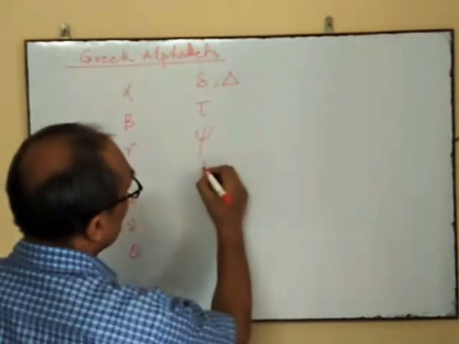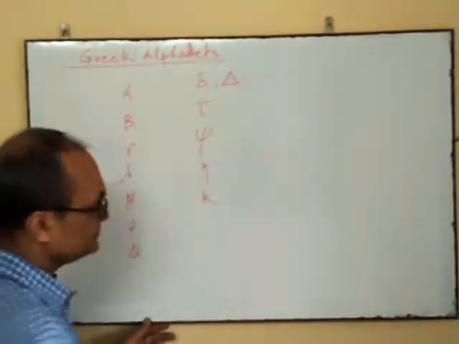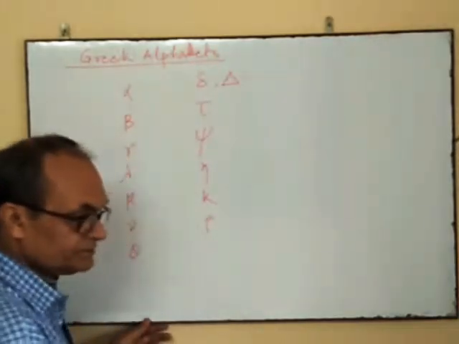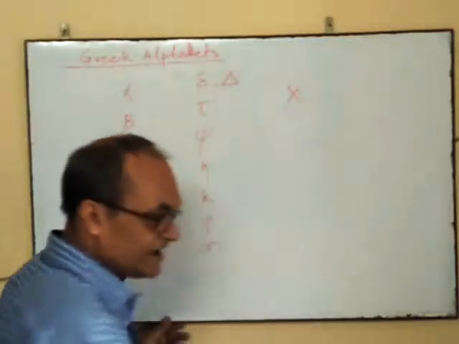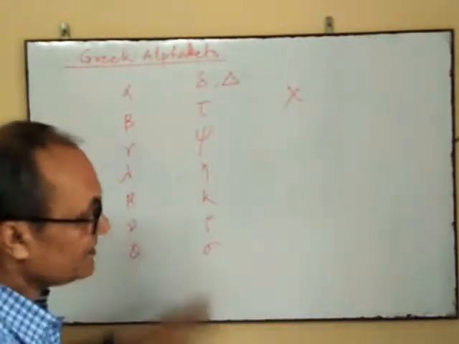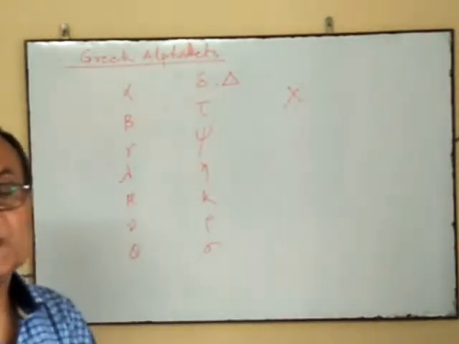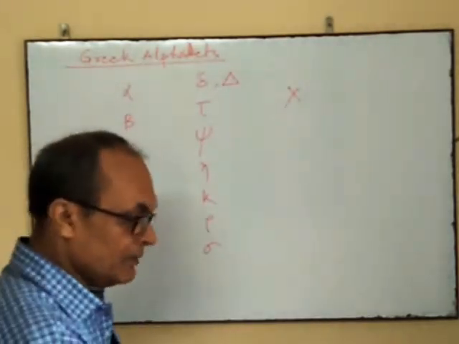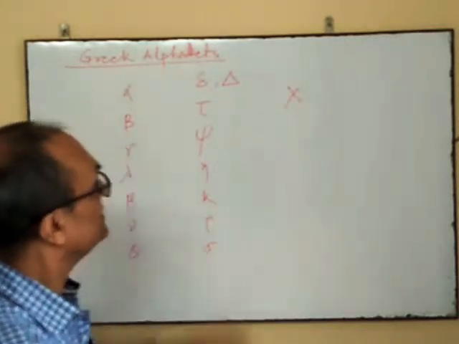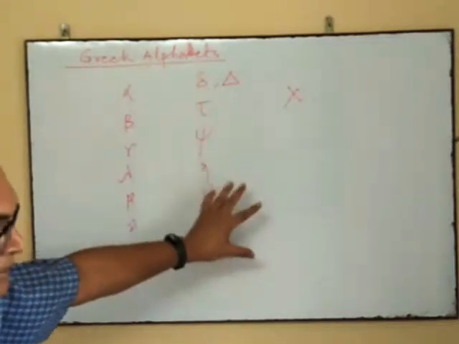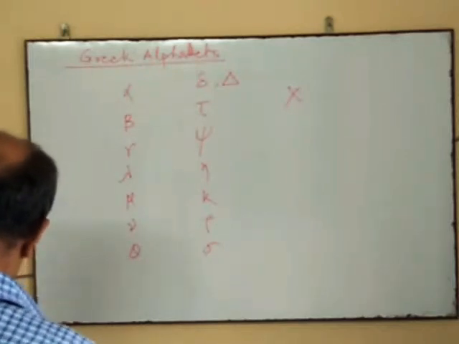then eta, kappa, rho, sigma, chi. Here are some important Greek alphabets which are used in our notations. So remember this first of all, then we will see the next topic here.